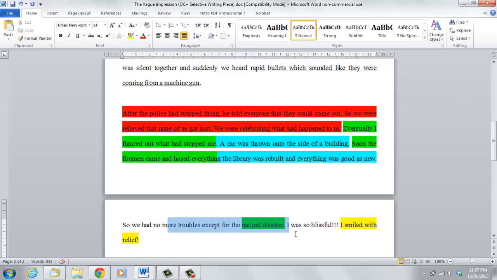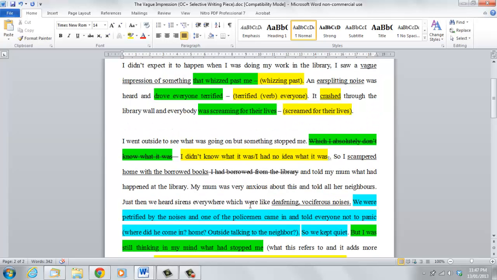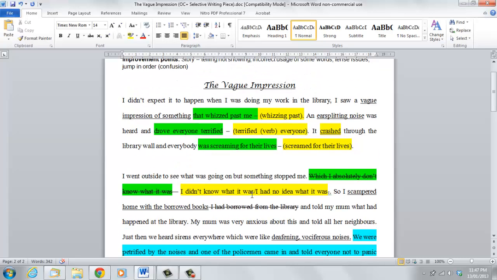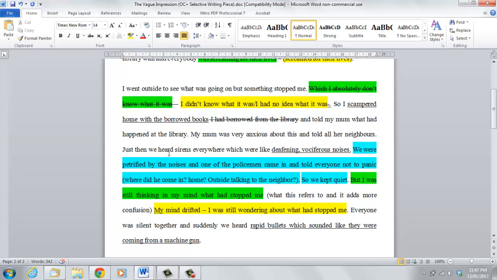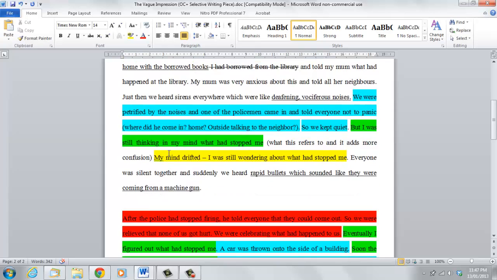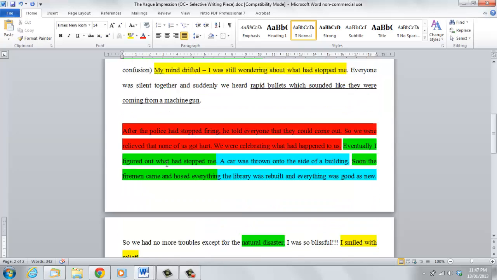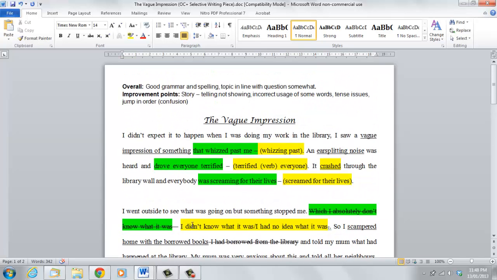Okay, we had no more troubles except for the natural disaster. That's something that needs to be changed. So can you see here that there are a lot of elements in this story that take away from the idea of order in your story? There are some really good expressions and really good words being used, but the main thing here is actually writing a story with a beginning, middle, and end. And one of the things that you can do to improve that is especially with the planning of the story. Okay, so that's the first one by Andy.